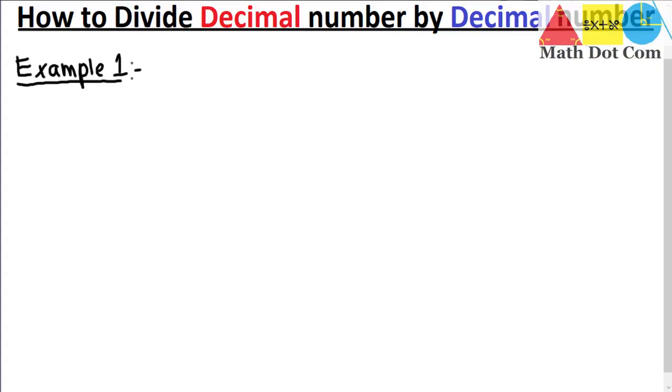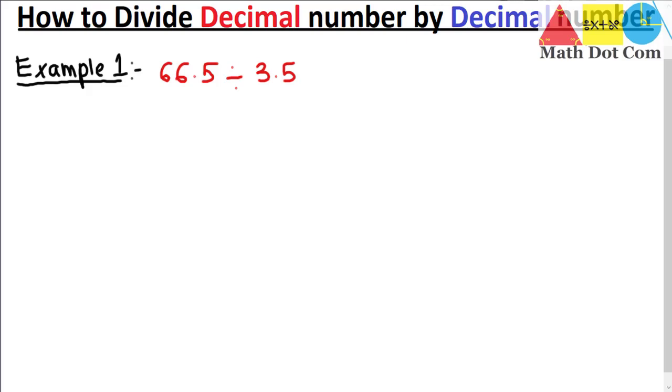Hello everyone. Today we are going to learn how you can divide a decimal number by a decimal number. It means the divisor is also a decimal number and the dividend is also a decimal number. So let's have an example. The example is you have to divide the decimal number 66.5 by the decimal number 3.5.